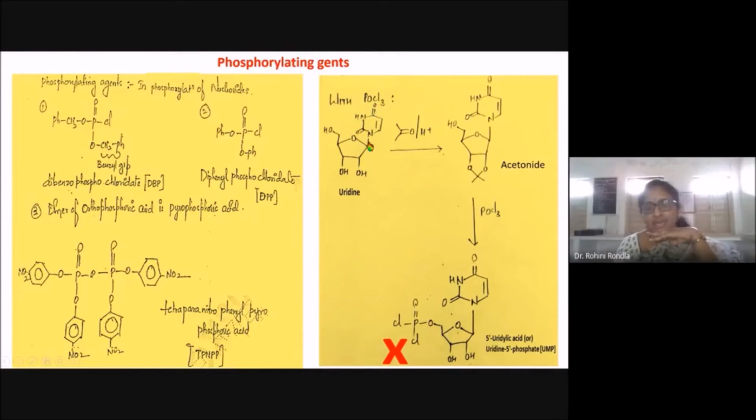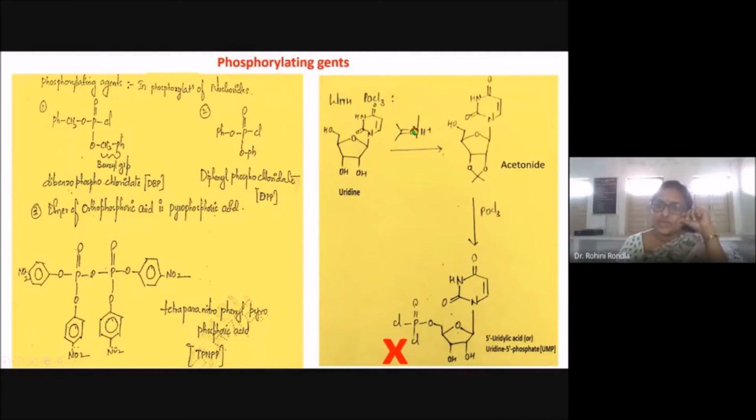See what they have taken, uridine. What are we doing? We are attaching a phosphate group to the nucleoside here, at the C5 carbon, in place of the OH group, because we are going to synthesize nucleotides. So we are seeing how to attach the phosphate group here. That is why we are using phosphorylating agents. Remember this, add acetone in presence of acid.